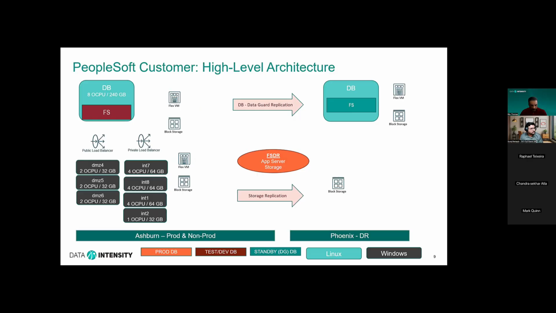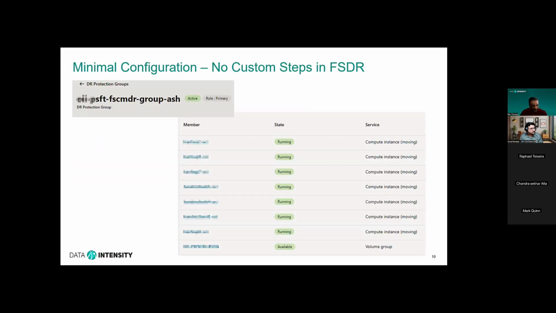I'll show you a few more screens here. This is their FSCM DR group in Ashburn. That's the primary, and the role is primary here. I have masked out the server names, but you can see all the compute instances running: 3 external and 4 internal compute servers.